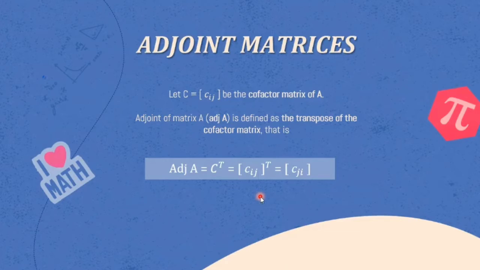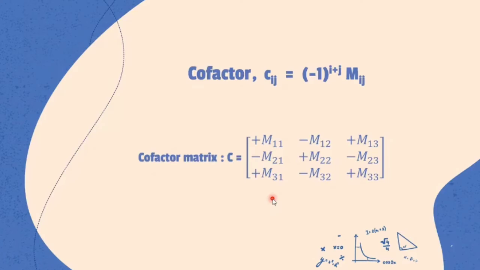Next one, adjoint matrices. Let C equal to Cij be the cofactor matrix of A. The adjoint of matrix A is defined as the transpose of the cofactor matrix. So this is the formula: adjoint A equals the transpose of the cofactor matrix. So this is the formula of cofactor and the formula of the cofactor matrix.